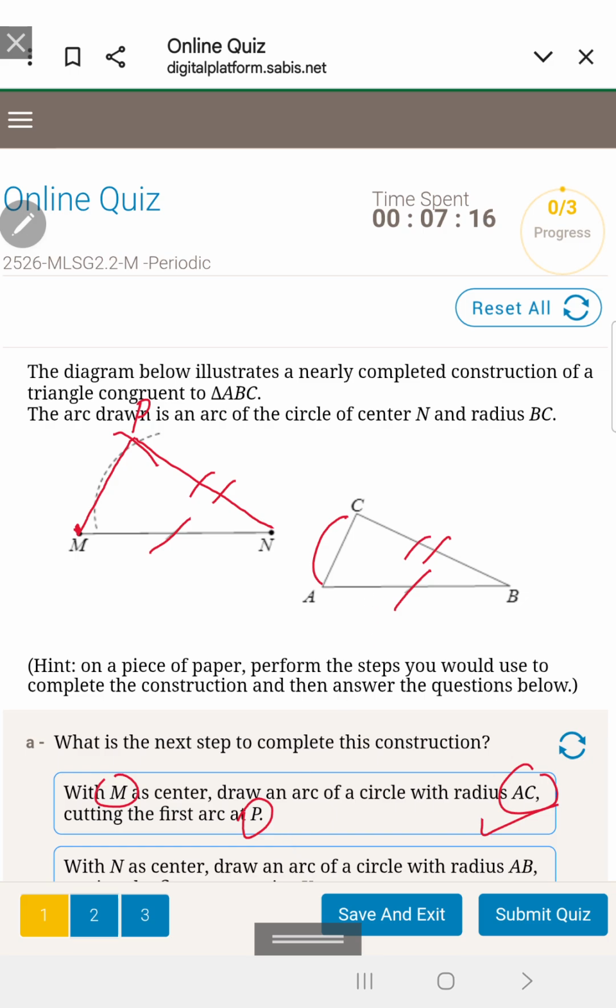Now, in this case, the two triangles would be congruent by the SSS theorem. So PMN and CAB. So now we have to choose from part B triangle MNP. MNP, this triangle, is congruent to triangle ABC by the SSS theorem, because three sides in the first triangle are now congruent to three sides in another triangle.